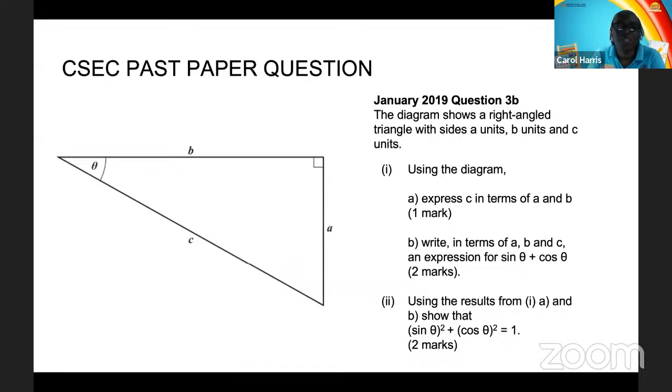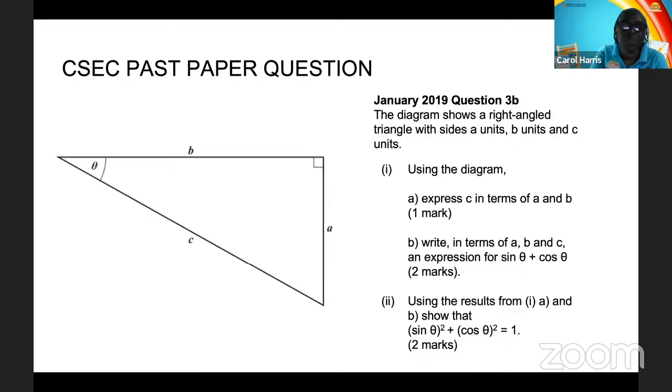It says the diagram shows a right-angled triangle with sides A units, B units, and C units. Using the diagram, express C in terms of A and B. That's 1 mark, so that's just pure recall, what you can tell from what you know. Then: write in terms of A, B, and C an expression for sine theta plus cos theta. And then you're going to use the results of the first part to prove this last part.